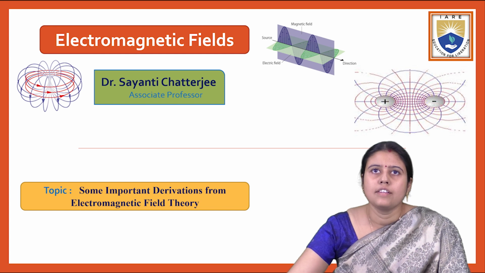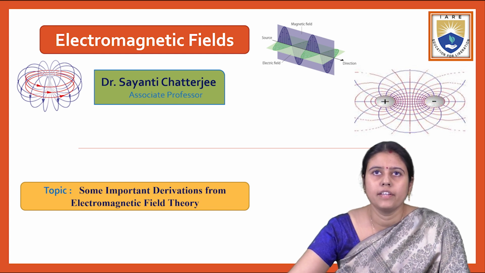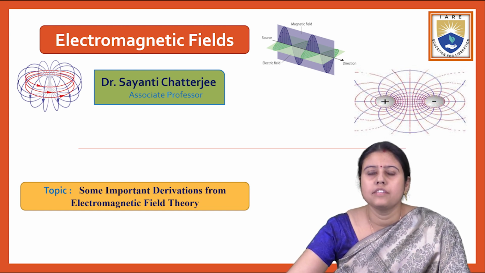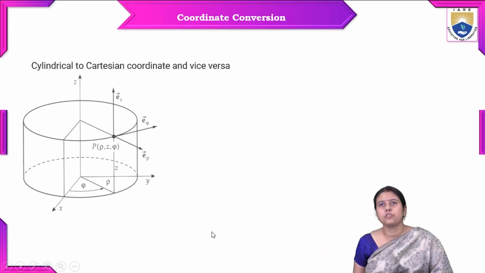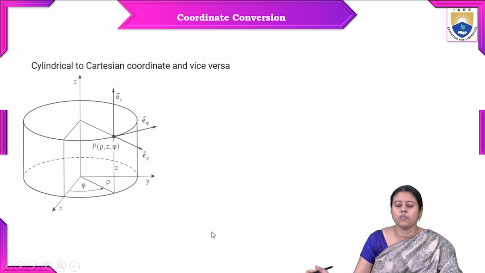Today's session is on some important derivations from electromagnetic field theory. Today I will discuss some important derivations which comprise all the parts of the electromagnetic field. First, we will discuss the cylindrical to Cartesian coordinate conversion.